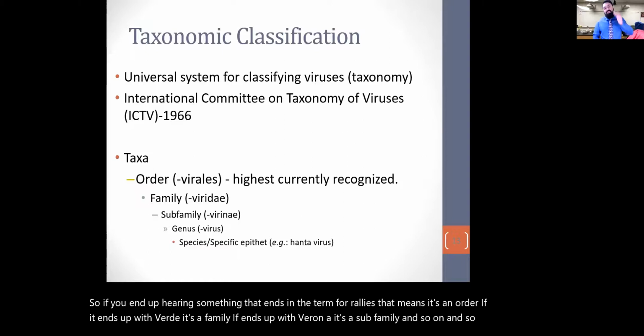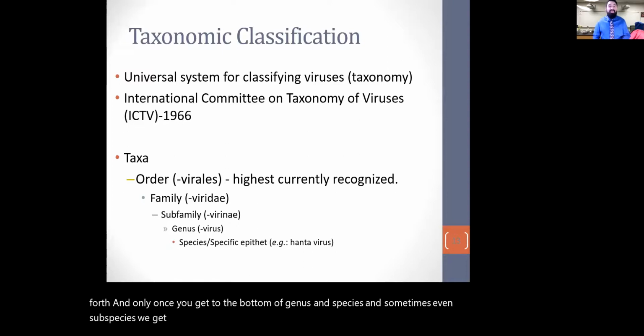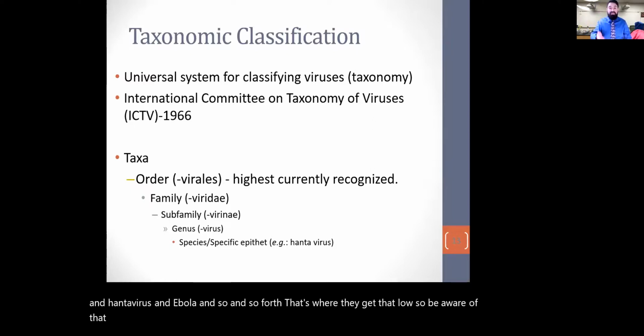And only once you get to the bottom of genus and species, and sometimes even subspecies, you get the standard names that most of you are familiar with, like measles virus and hantavirus and Ebola and so on and so forth. That's where they get that low. Okay, so be aware of that, because I'm actually going to give you some information a little bit later that is probably new and improved, something really cool.